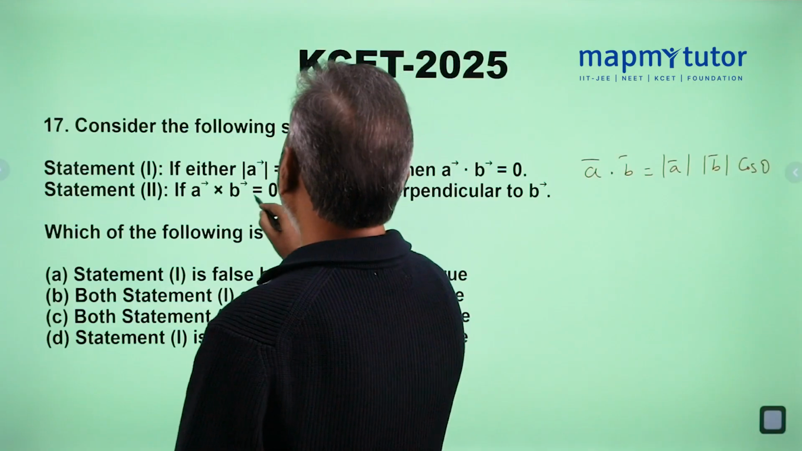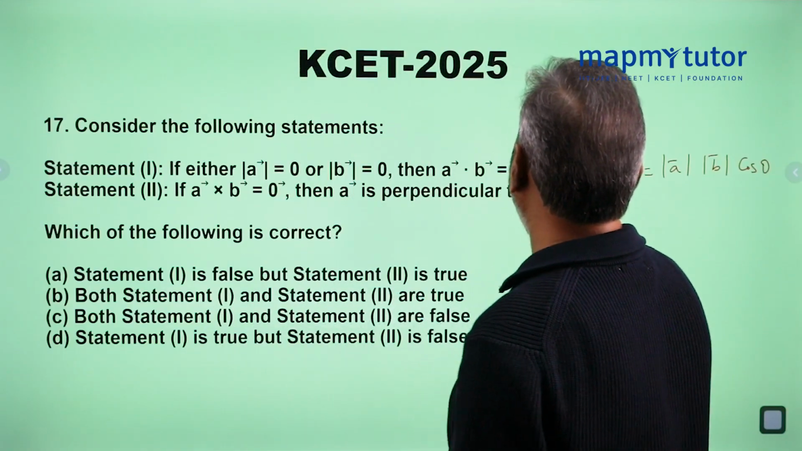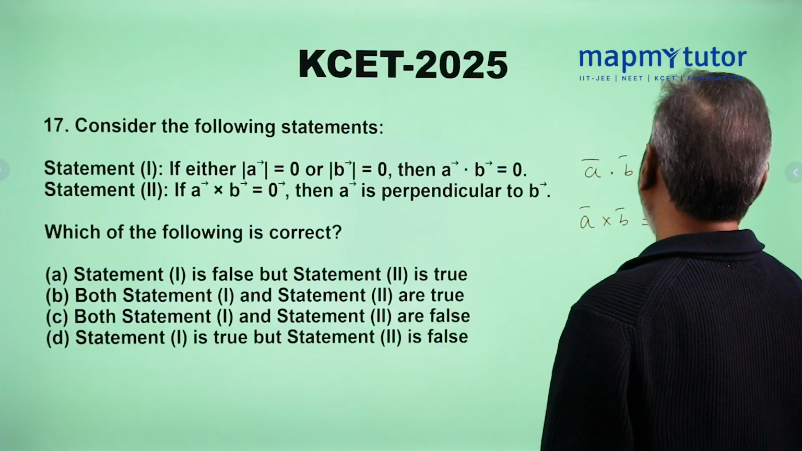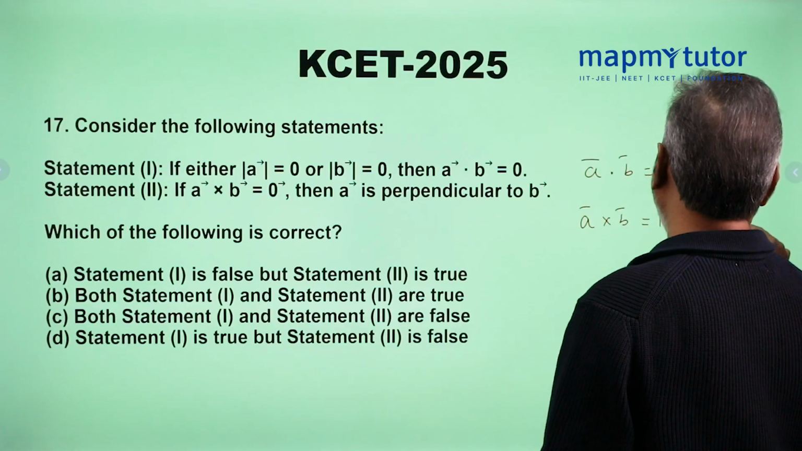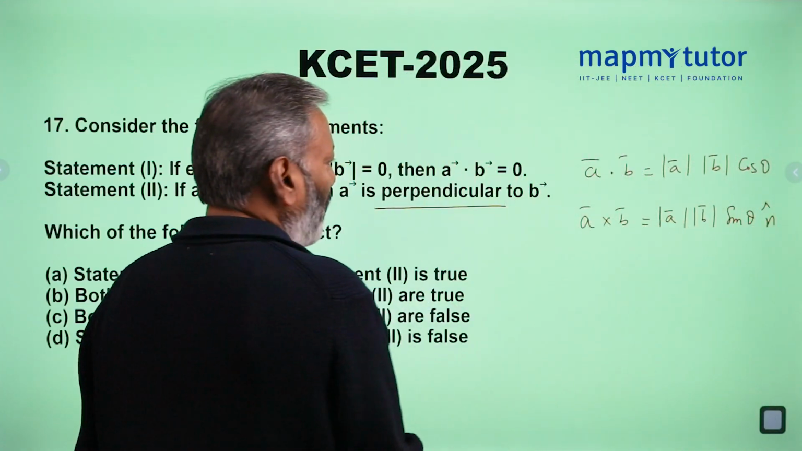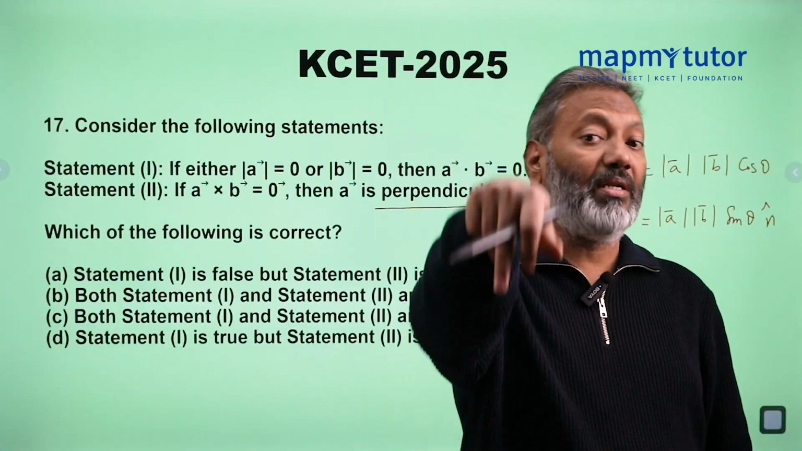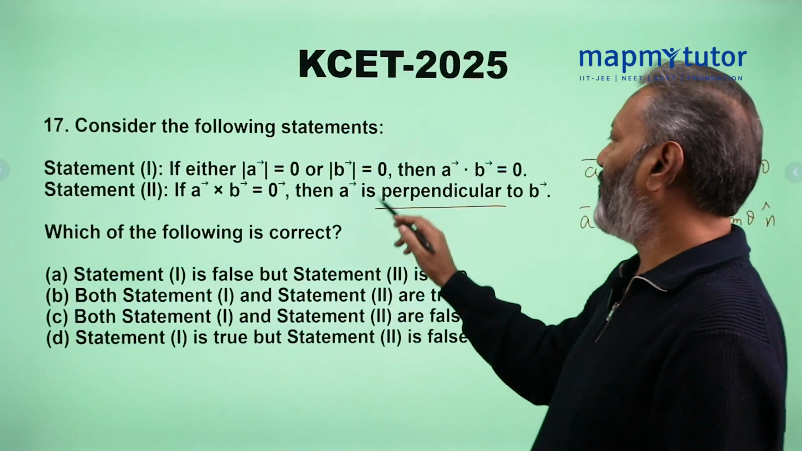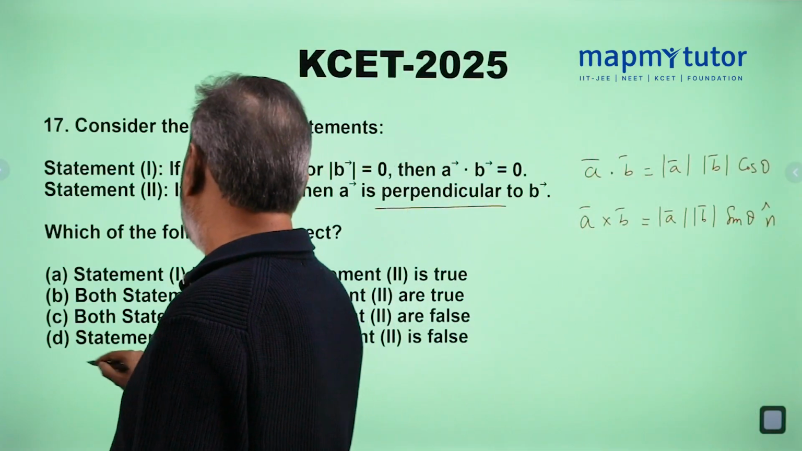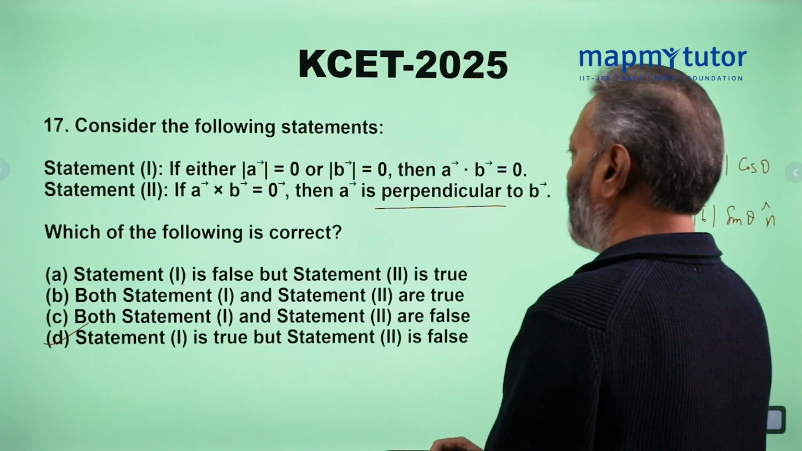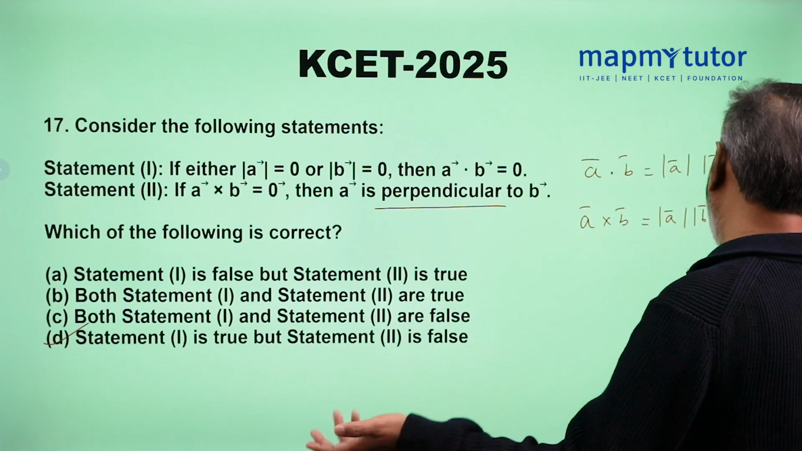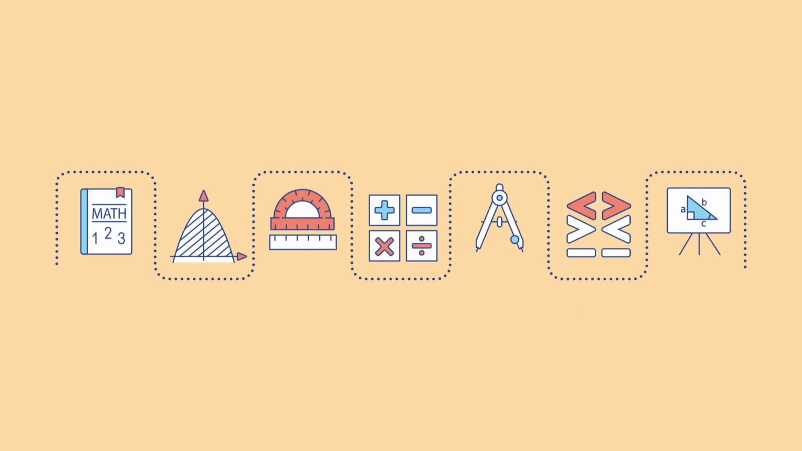Statement 2: If A cross B is 0 bar, then A bar is perpendicular to B bar. Let us see the definition of A cross B: mod A bar, mod B bar, sine theta, n cap. They are saying perpendicular. No. If they are perpendicular, the dot product is 0. How can the cross product be 0 bar? So this is false. Statement 1 is true, statement 2 is false. So option D is the right answer. Easy, direct formula based, or statement based, let us say.